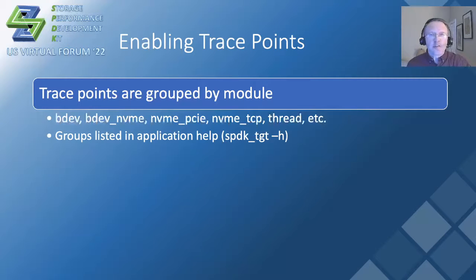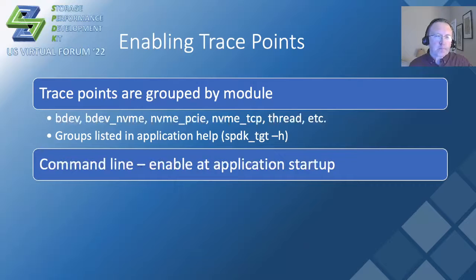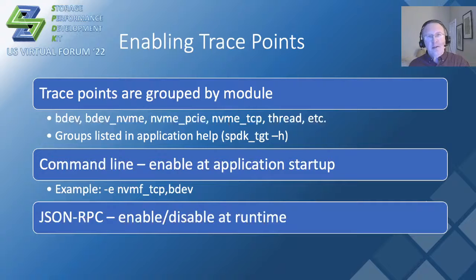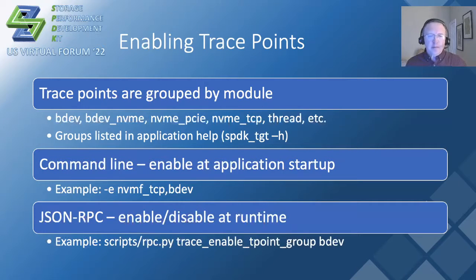At any point, you can get the groups that are available by getting the help. They'll always be in the application help if you pass -H to an SPDK application. There are a couple of different ways to actually enable them. Probably the easiest one that most people use is doing it at application startup. You just pass a -E option with a comma-separated list of the trace point modules that you want to enable. In this case, we're saying we want to enable NVMe TCP trace points and bdev trace points. But you can also enable and disable them at runtime. There is a JSON RPC to do that, and you use the same group names for that too. There are RPCs to both enable and disable one of these trace point groups.